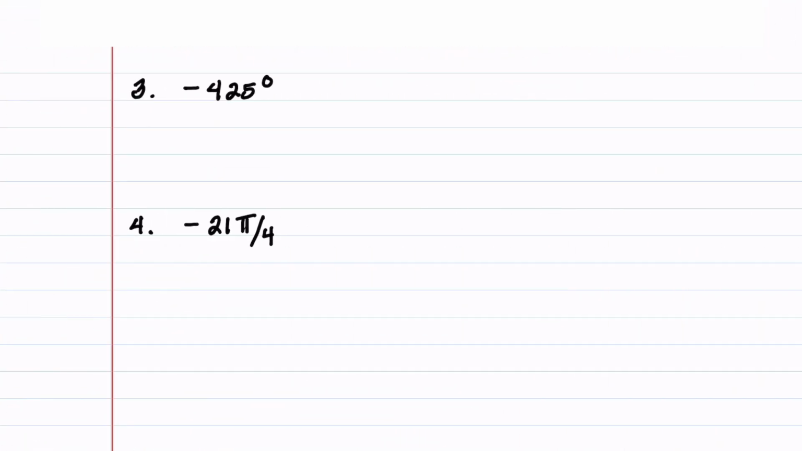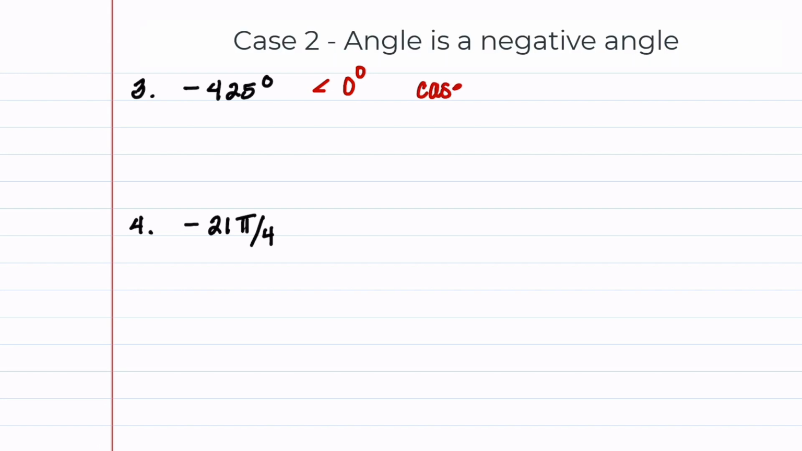We have 2 more examples to look at, and both of these are negative angles. So for these angles, we're going to have to add 360 degrees or 2 pi. So for number 3, we note that it is less than 0 degrees. So we're going to add 360 degrees, and this falls under case 2. So we have minus 425 degrees. And we're going to add 360 degrees, which leaves us with minus 65 degrees, which is still less than 0 degrees. So let's do it again.